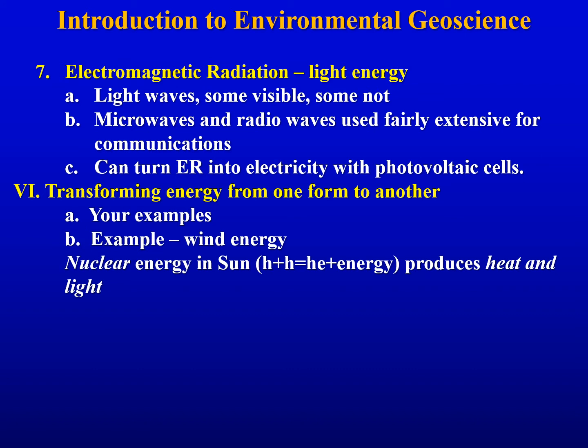Wind is one of my favorite examples just because it is pretty complex in terms of all the different stages in its production. Ultimately, our winds are created by heating and cooling of air. So what heats our air? Well, the sun heats our air. So to understand this example, we get to go all the way to the sun.